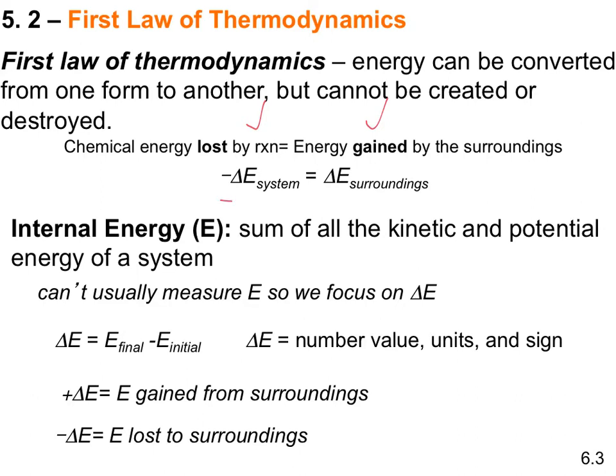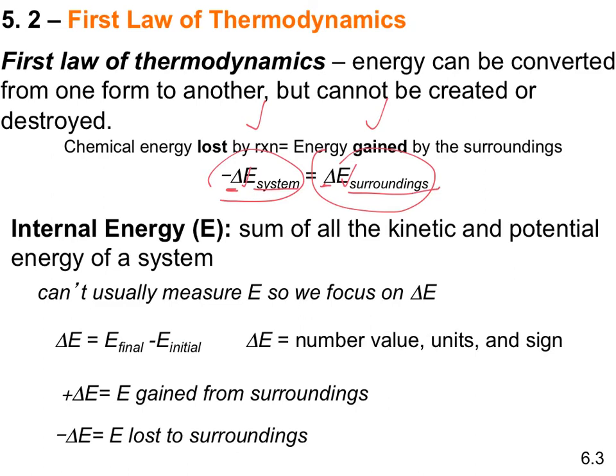And we represent this by this relationship: negative delta E. Delta is going to represent change. So whenever you see this delta symbol, it means change in whatever variable. In this case, the variable is energy. And the subscripts surroundings and system refer to the surroundings and the system.